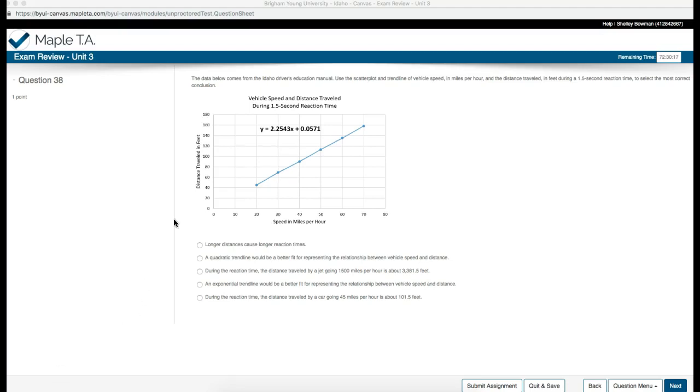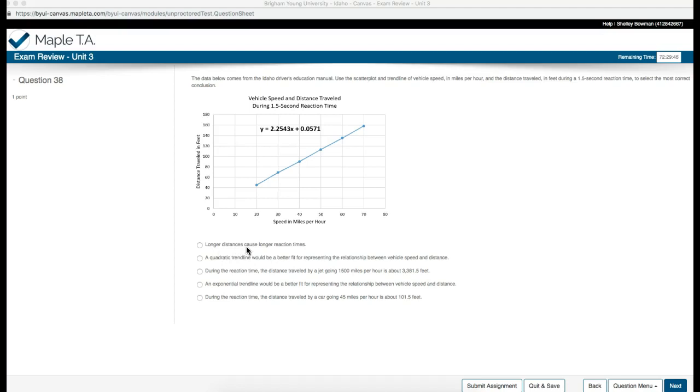Let's get familiar with our graph. We have vehicle speed and distance traveled. Speed is down here in miles per hour. Over here is distance traveled in feet, and this is during a 1.5 second reaction time. We have a trend line that is actually hitting every single data point here. So if we were to find the R-squared value or how well this fits, it would be absolutely 100% because it goes through every single one of those. Okay, let's see what our options are.